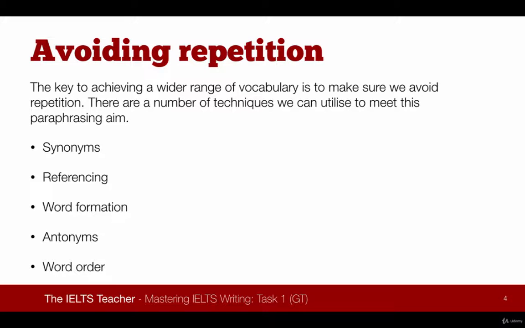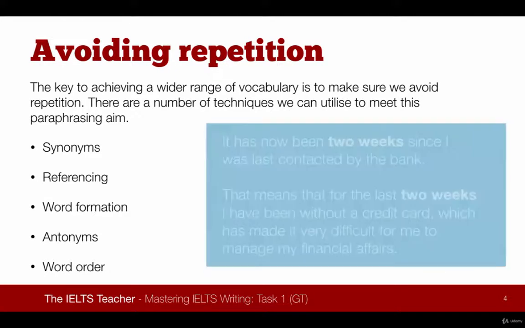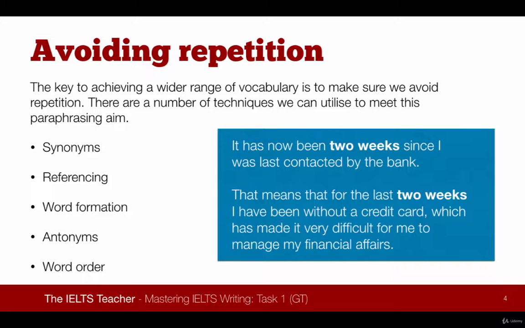So let's look at this in the context of an actual task. Now here, we don't have the task itself, but we do have two sentences which have been used in the letter response. And we're looking at a very isolated instance of just a couple of words, and you can see these words in bold: 2 weeks. It has now been 2 weeks since I was last contacted by the bank. That means that for the last 2 weeks, I have been without a credit card, which has made it very difficult for me to manage my financial affairs. Let's look at each of these paraphrasing techniques one by one.